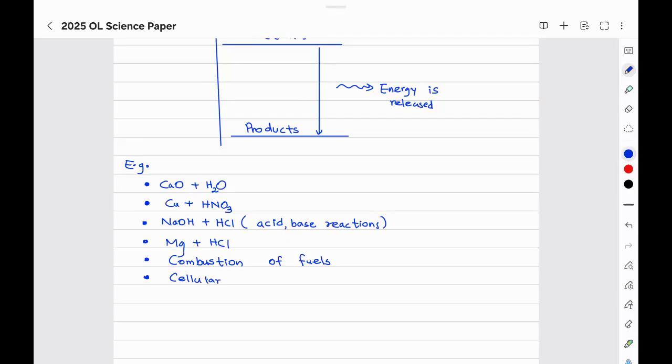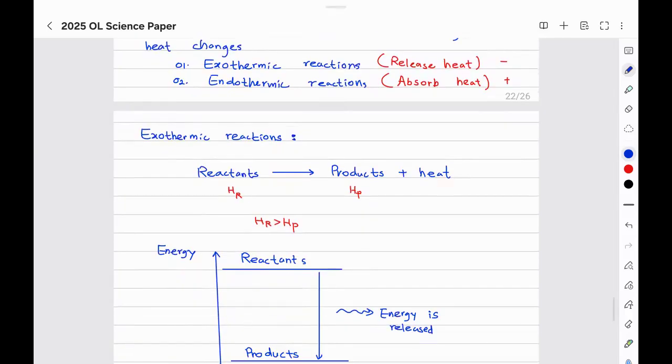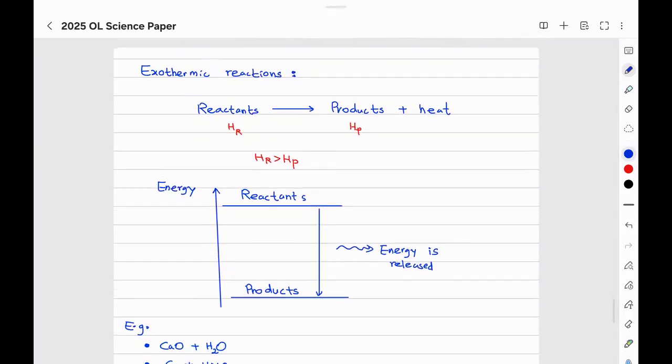That is also an exothermic reaction. So remember these examples. In these reactions, they are releasing heat. Then you have to understand, if exothermic reactions are releasing heat, then what is meant by endothermic reactions? What is an endothermic reaction?